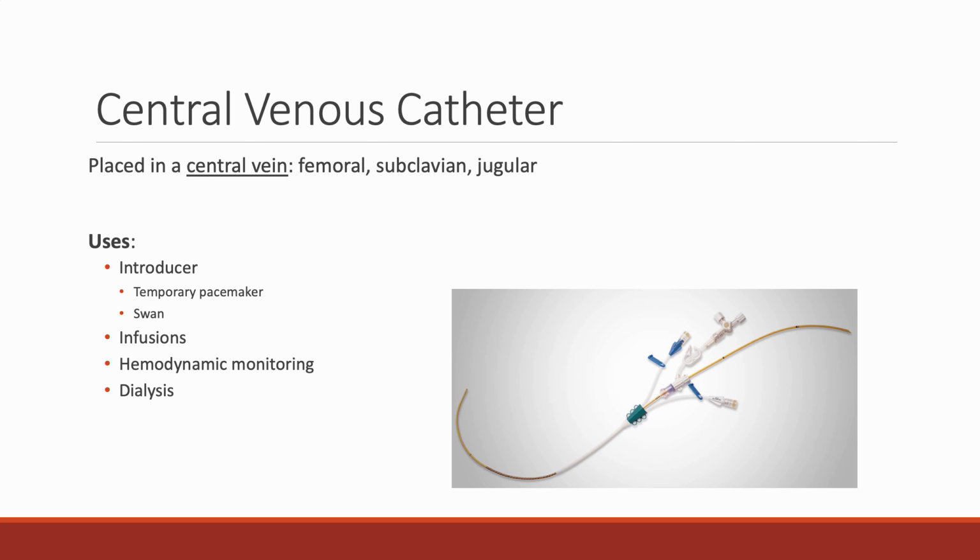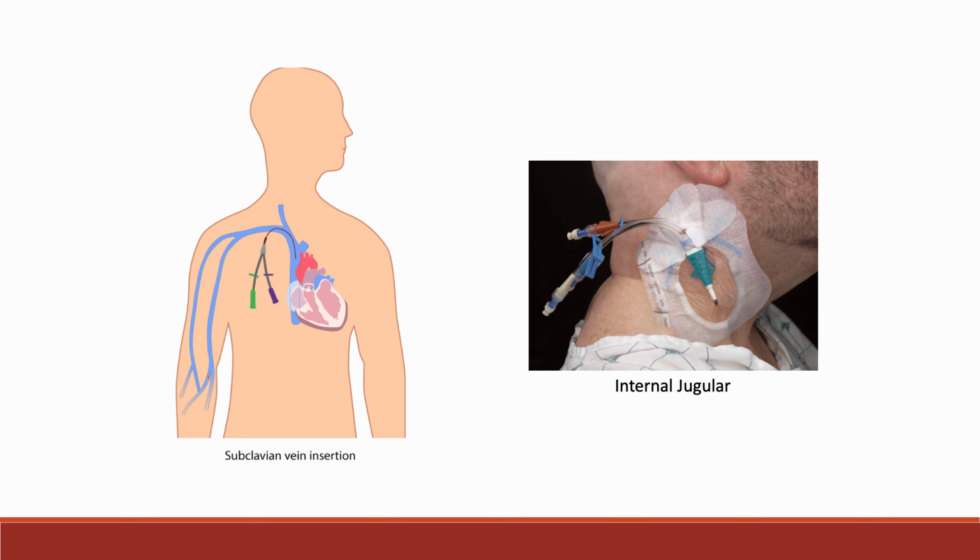And then that device hooks up to an external pacemaker that we can adjust and keep the patient in good shape that way. We can also infuse things through this. We can monitor, and we can also do dialysis through very big central venous catheters. Usually not the ones put in for the Swan and all that, but rather bigger ones. So subclavian insertion is shown here on the left. The internal jugular is shown here on the right.